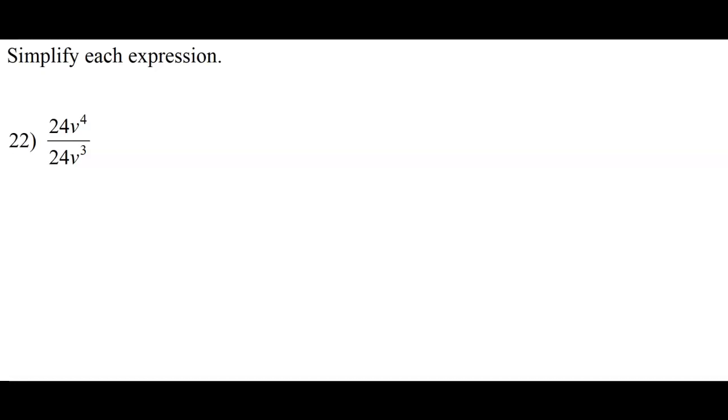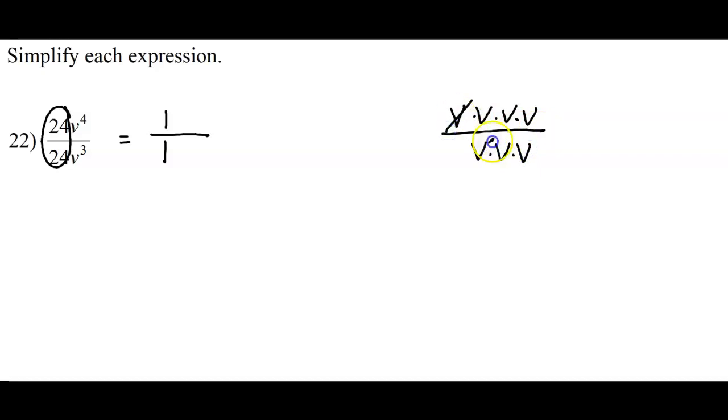When it comes to this sort of situation, all we want to do is reduce it. So 24 over 24 reduces to 1 over 1. And v to the 4th power over v to the 3rd. Now, you can think of that as 4 v's being multiplied together on the top, and 3 v's being multiplied together on the bottom. And every time you can divide 1 v by 1 v to get 1. So basically, they just cancel each other out, and you're left with 1 on the bottom and 1 v on the top.